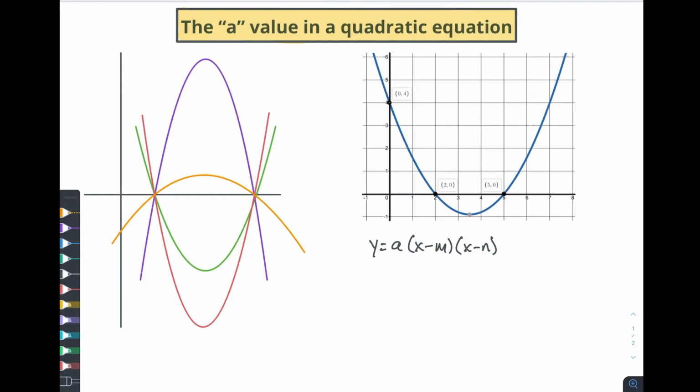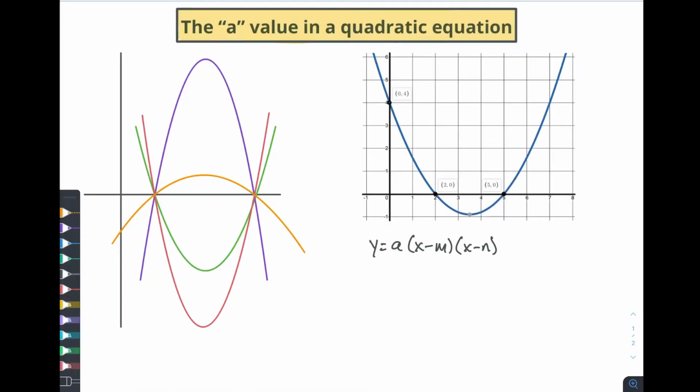But when you put in a different value for A, maybe you're getting a negative quadratic, one that opens down. Maybe if you're putting in 1/2, you're getting one that looks like this. Or maybe you're putting in a value of 3 and it's stretching down this way. So that A value is what really determines what makes the quadratic its unique self. Otherwise, we have an infinite number of quadratics always going through the same x-intercepts.